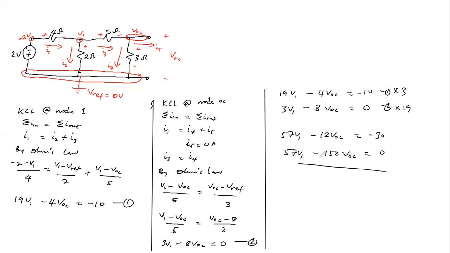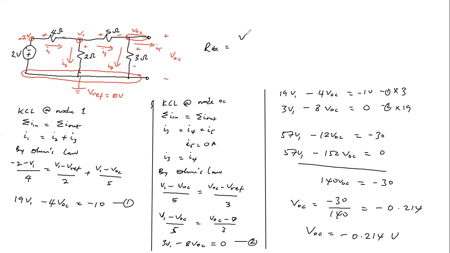So this minus this, that's this plus this, will give us 140 VOC, which is the same as minus 30. So VOC is minus 30 over 140, that will give us minus 0.214 volts. Recall that R Thevenin is equal to the open circuit voltage divided by the short circuit current. We have resolved our open circuit voltage to be minus 0.214, divided by whatever we get for the short circuit current.